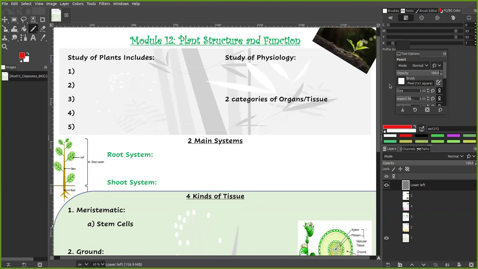Now, the study of physiology is the study of life processes of an organism.